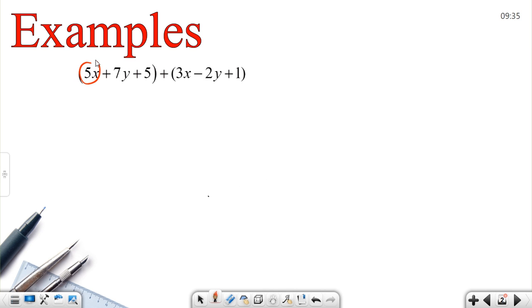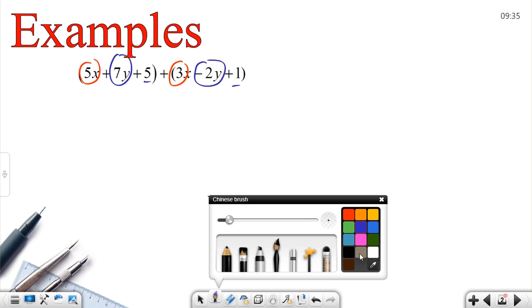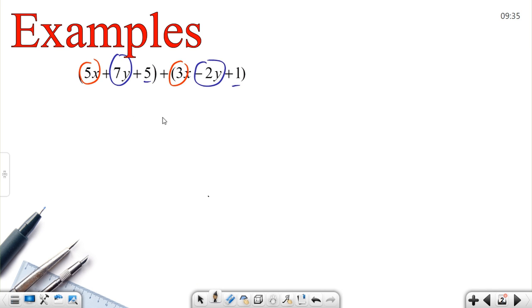As you see, 5x and 3x, 7y, positive 7y, minus 2y, and there are two constant numbers. If we add two algebraic expressions, we can directly ignore the parentheses and combine the algebraic terms. So 5x plus 3x makes 8x. 7y minus 2y makes positive 5y. 5 and a positive 1 together make positive 6.